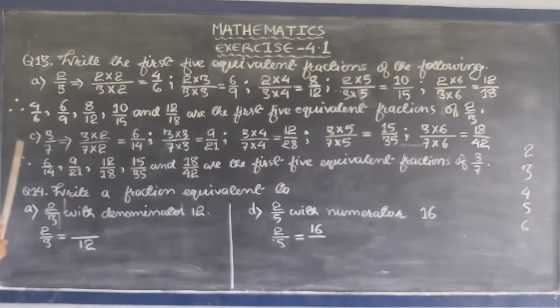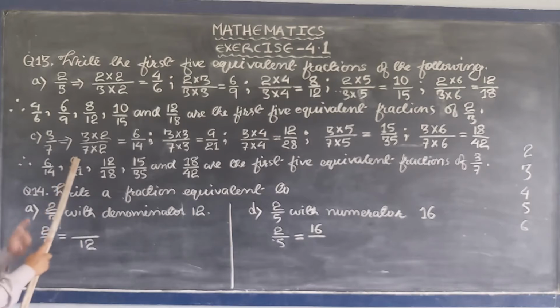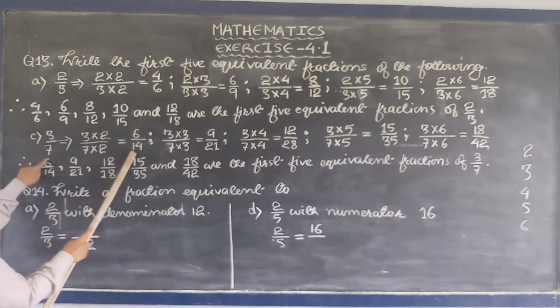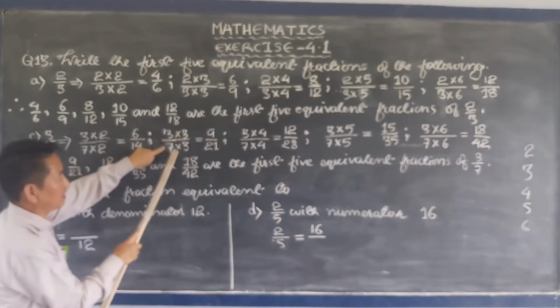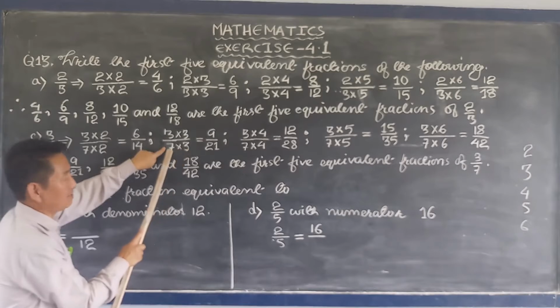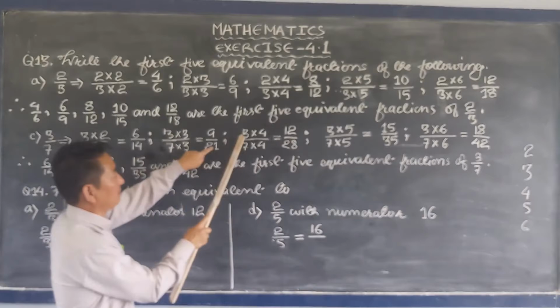Now next, here question C. Here 3 by 7. We'll write 3 by 7. First number 2, we'll multiply by 2. Both the numerator and denominator are multiplied by 2. 2 3s are 6, 2 7s are 14. Again we will write this 3 by 7. Numerator is multiplied by 3, denominator is multiplied by 3. 3 3s are 9, 3 7s are 21. Again we will write 3 by 7.